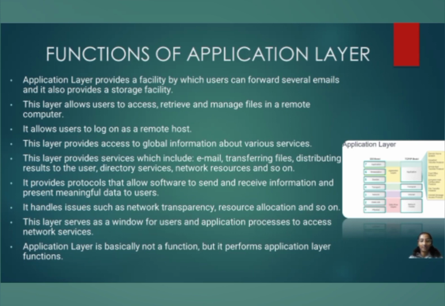This layer provides services which include email, transferring files, distributing results to the user, directory services, network resources, and so on. It provides protocols that allow software to send or receive information and present meaningful data to users. It handles issues such as network transparency, resource allocation, and so on. This layer serves as a window for user and application processes to access network services. The application layer is basically not a function, but it performs application layer functions.